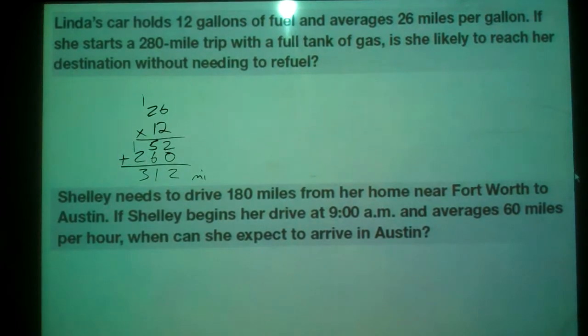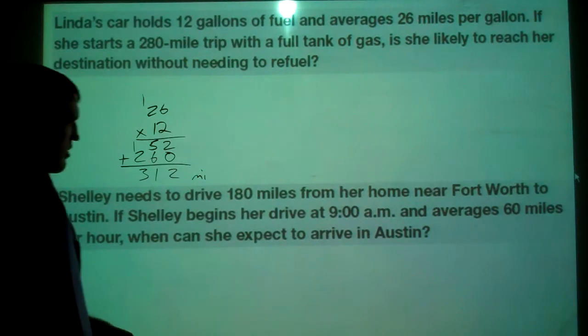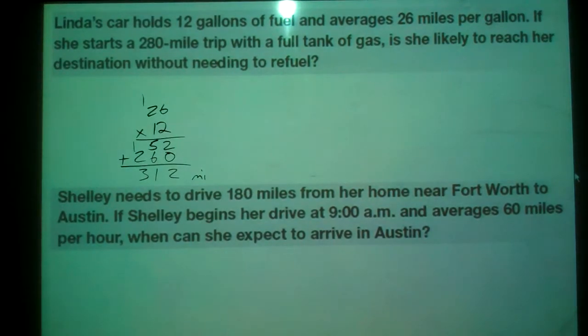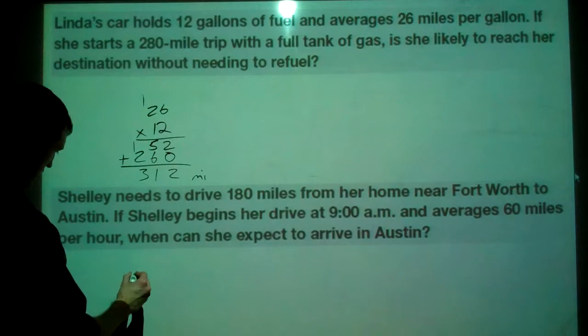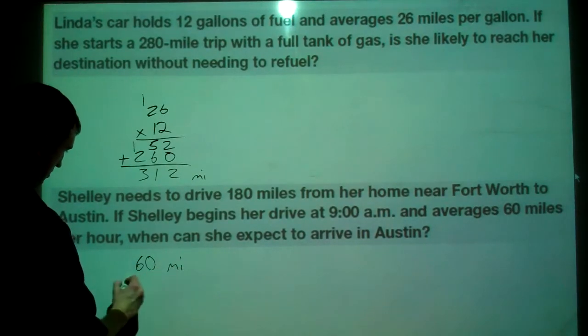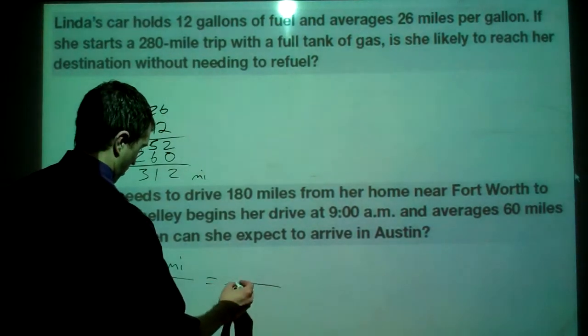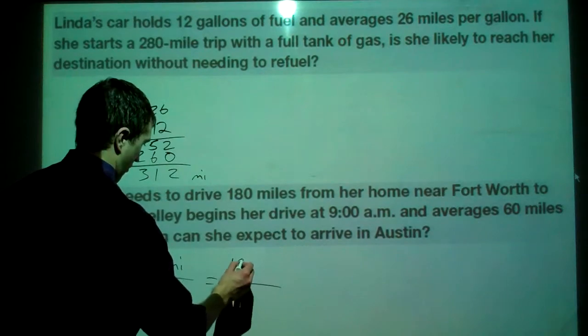Alright, next one. Shelly needs to drive 180 miles from her home to Austin. If Shelly begins her drive at 9 a.m. and averages 60 miles per hour, when can she expect to be home? Okay? 180 miles from home at 60 miles per hour. So how long is it going to take her to go 180 miles? Well, 60 miles per hour. So in 1 hour, she'll go 60 miles. How long is it going to take her to go 180 miles?